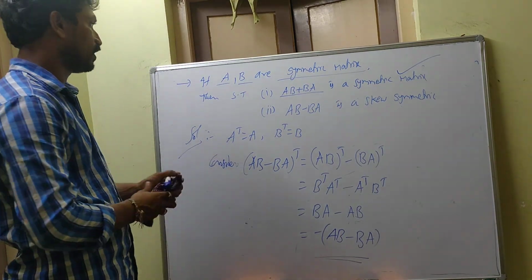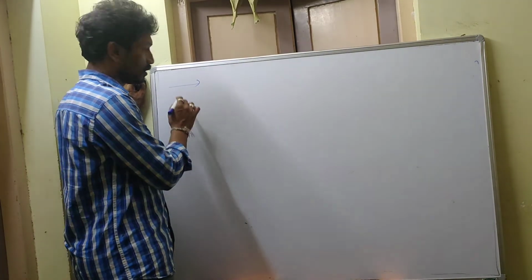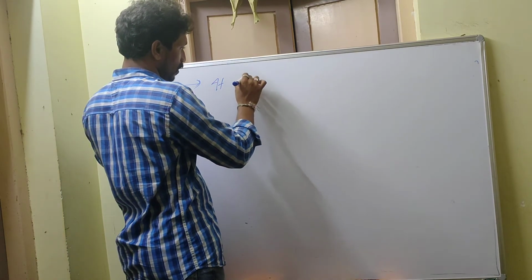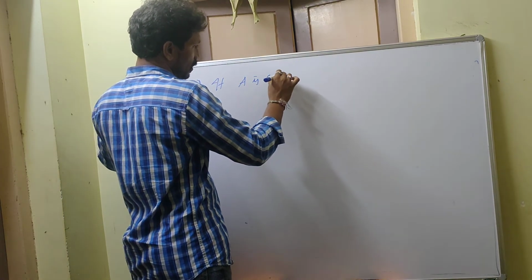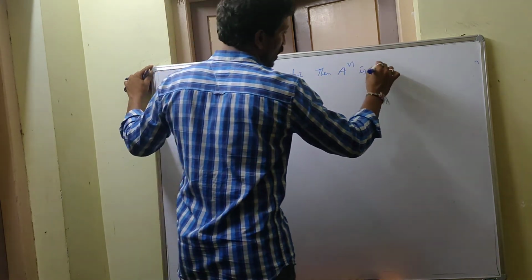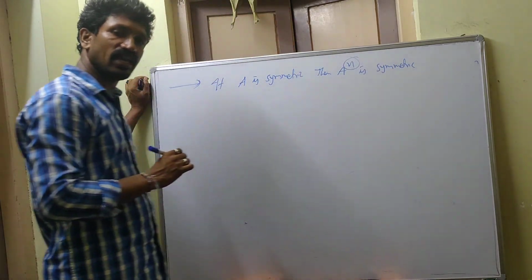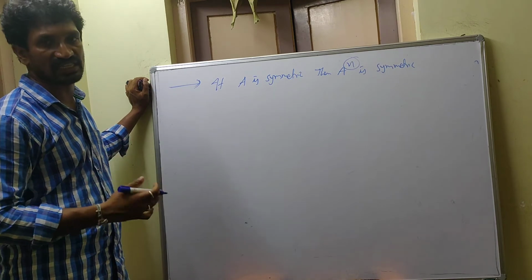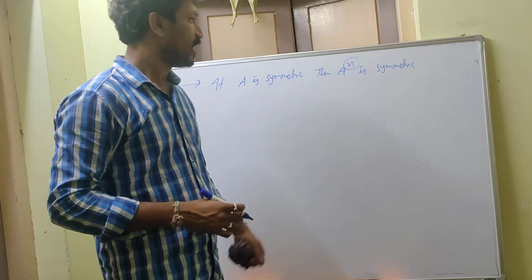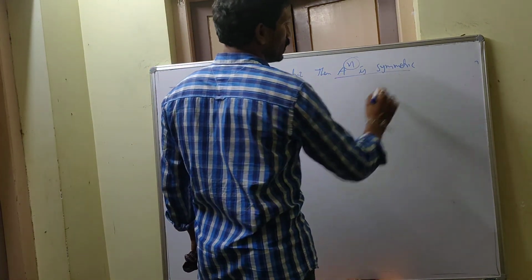Okay. Next one, last point. If A is symmetric, then A power n is symmetric. Here n means any natural number: 1, 2, 3, 4, 5, 6, and so on. Any number you can take. Proof of this one. What we have to prove? A is symmetric, A power n is symmetric.